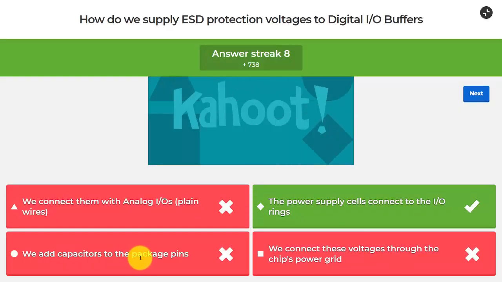We can add capacitors to the package pins. That's not going to provide us with ESD protection in that way. And we can connect these voltages through the chip's power grid. And again, that's not what we do. We do connect the power grid to the power supply cells, but that's not for the ESD protection.